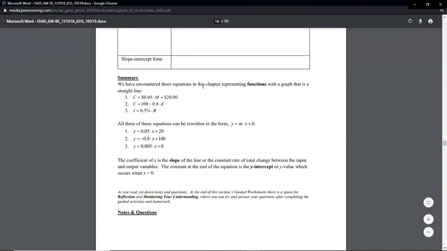And you might say, well, hold on. Number 2, they swapped the order. Well, we just talked about that in that very last example we just did, that 100 minus 0.8x is the same thing as negative 0.8x plus 100. Oh, Mr. Beckner, this is 0.5% and this is 0.005. Well, 0.5% converted to a decimal is that.